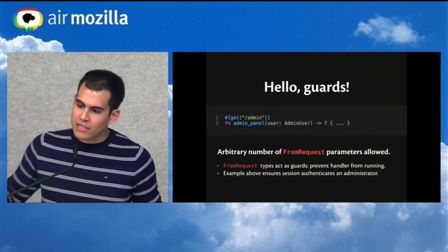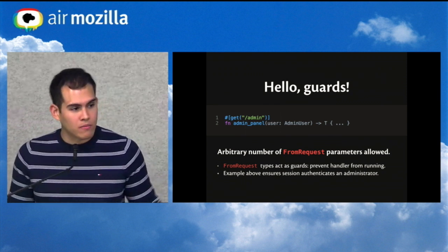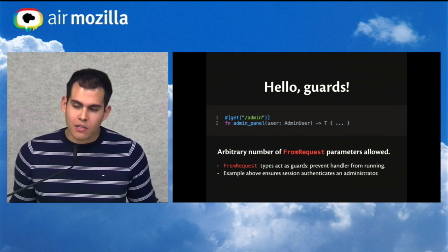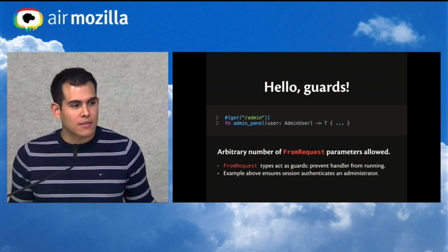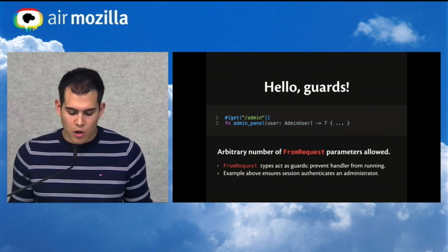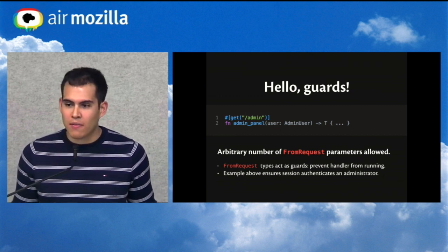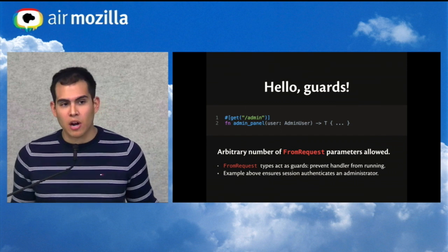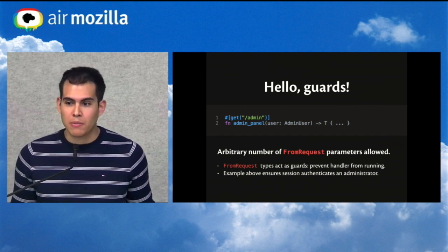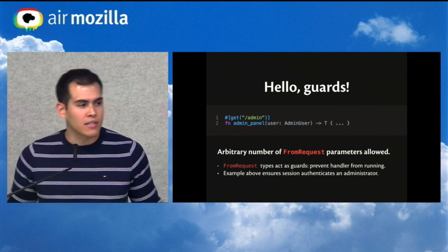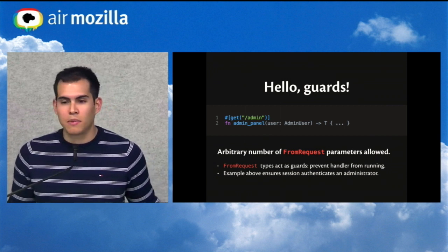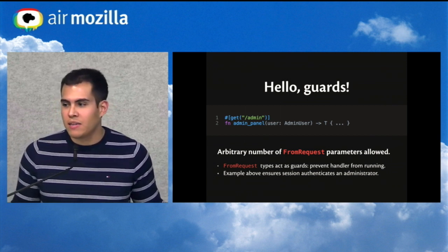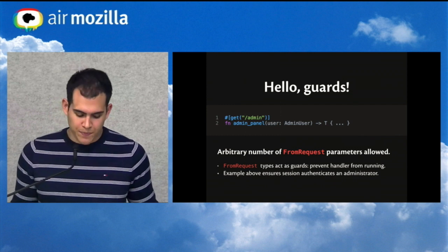Here we have an example with some admin panel route. You don't want non-admin users to be able to access this route, so you want to check that if someone accesses it, they are in fact an admin user. So we have this AdminUser type that is a request guard. Rocket will call the FromRequest implementation, which we might imagine checks the cookies for some session, looks up the user, checks that it's in fact an admin, and only then does it return success.